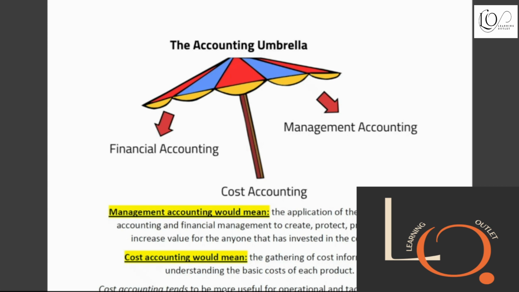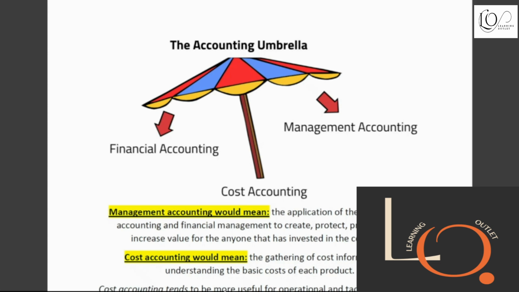Cost accounting, on the other hand, is straightforward, gathering the cost information to understand the basic costs of each product, gathering all kinds of cost information to understand what is the cost of my product, how can I change it, how can I make it more accessible. All of that is part of cost accounting. Financial accounting, on the other hand, is everything related to finance. Preparing your balance sheet, preparing your statement of profit and loss.